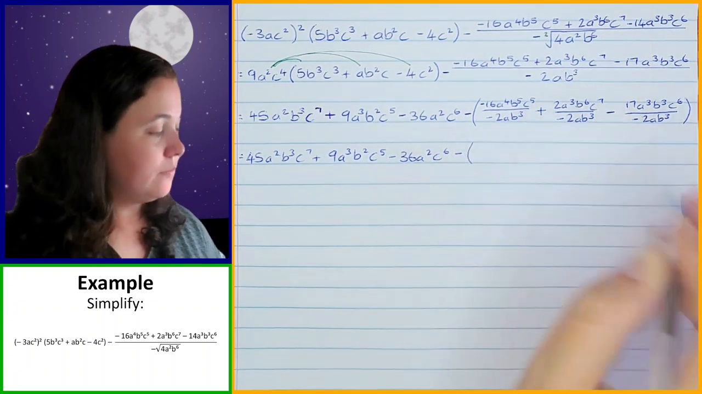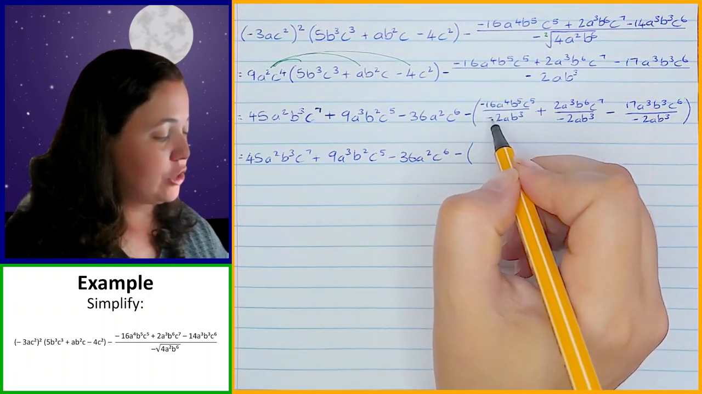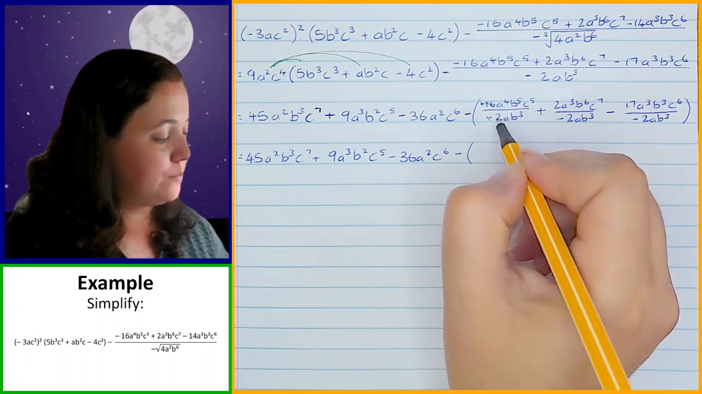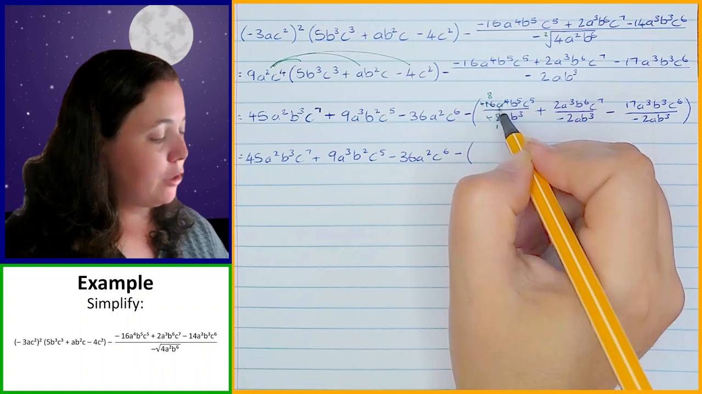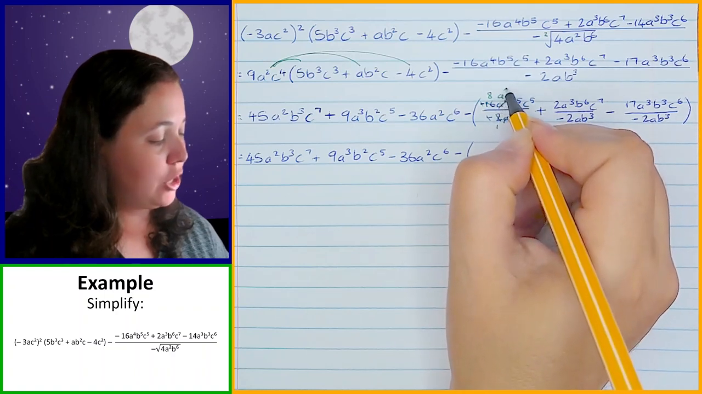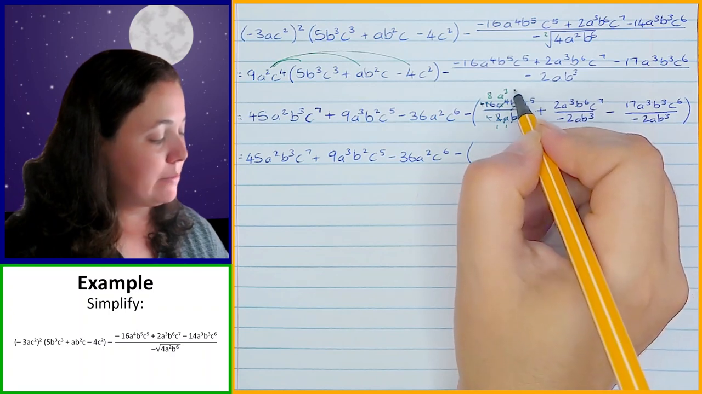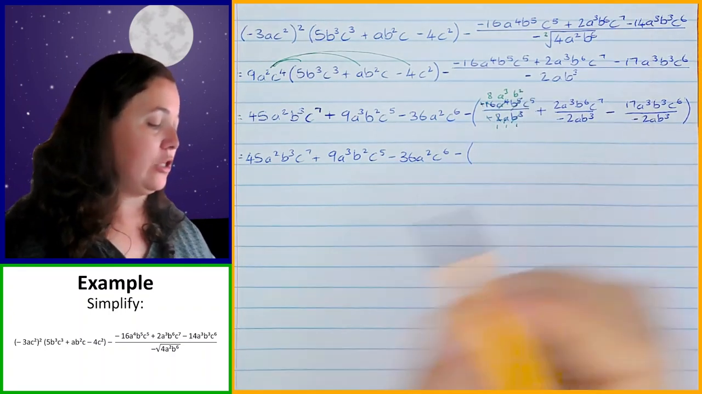Okay, so for our first fraction, I've got a negative divided by negative is going to make a positive. Then I've got 16 divided by 2. 2 goes in there 8 times, 2 goes in there once. 8 to the power of 4 over a becomes a cubed over 1. B to the power of 5 over b cubed becomes b squared over 1. And c to the power of 5 doesn't have anything to simplify with.